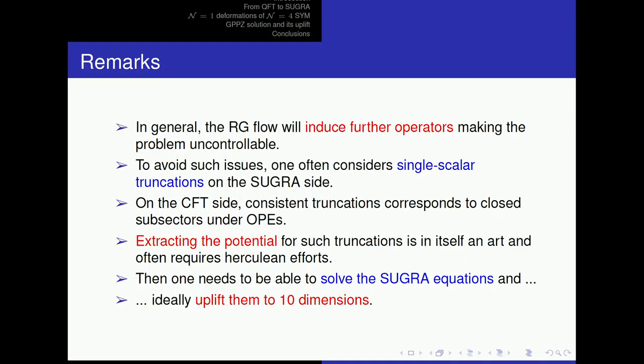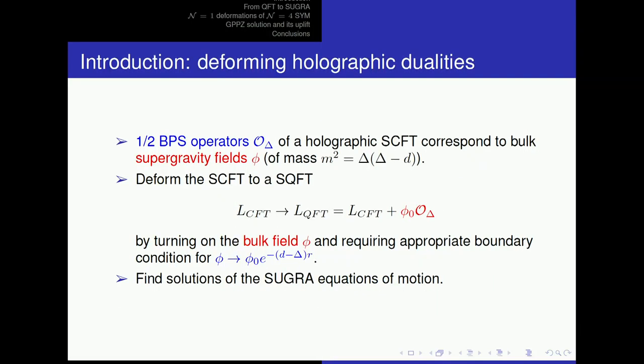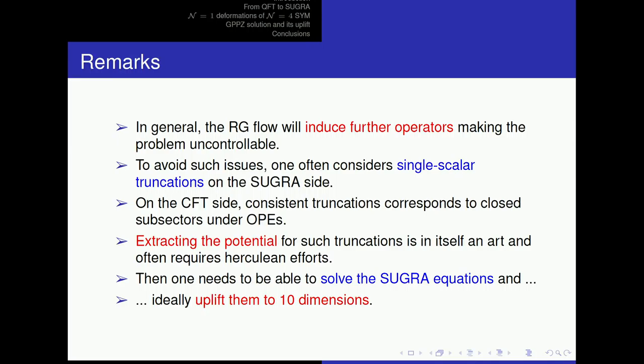A few remarks. First of all, in general, there is a renormalization group flow: once you put this operator in, the theory starts running, because it's not conformal anymore. Generically, this will generate further operators, making the problem pretty much uncontrollable, at least in generality. To avoid such issues, one often considers single scalar truncations on the supergravity side. Consistent truncations on the supergravity side mean that on the quantum field theory side, these operators close under OPEs, so there's at least a subsector where the dynamics is controlled just by the fields that we kept. So we need single scalar truncations of supergravity, and starting from the full maximally supersymmetric theory, you need to find a way to extract the dynamics of that subsector. This means, in particular, extracting the potential for such truncations.